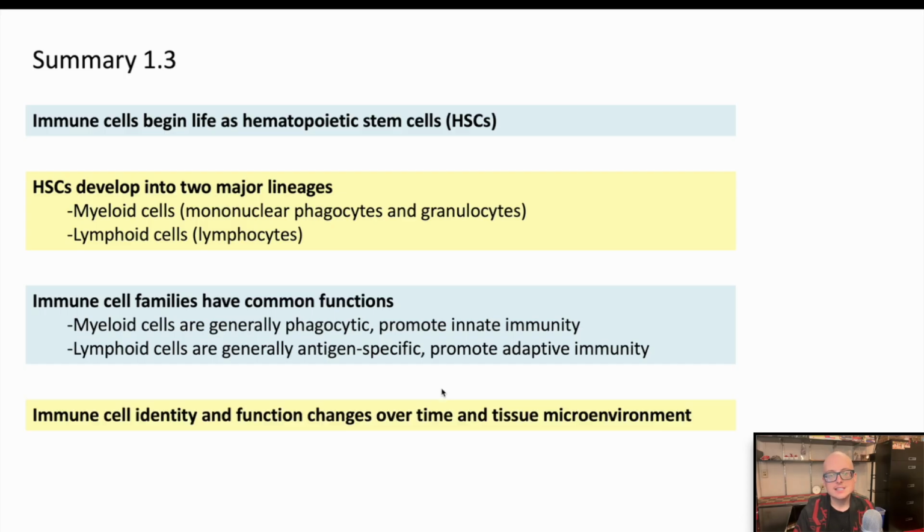Finally, immune cell identity and function can change over time and tissue microenvironment. So we saw that some immune cells are only found in the blood, some are only found in tissue, some start their life in the blood and then they move into the tissue, and that changes their identity, it changes their function somehow. And this is a theme that we'll see develop over the course as well. But it's another major takeaway I'd like you to pull out of this discussion of different types of immune cells. And with that, that will finish our discussion of hematopoiesis.